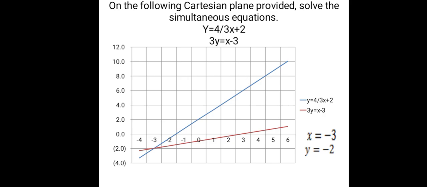So do the same for 3y is equals to x minus 3, and then draw the line. The line should look exactly like the ones I've done there. You can see y is equals to 4/3x plus 2 is the blue line, and 3y is equals to x minus 3 is the red line. And you can see they meet exactly at a point where x is negative 3 and y is negative 2. So that equation is solved. The value of x is negative 3 and the value of y is negative 2.